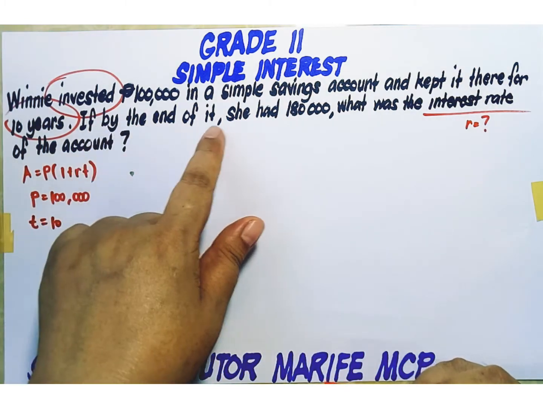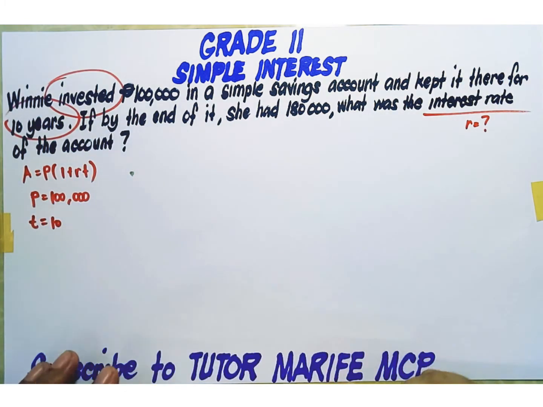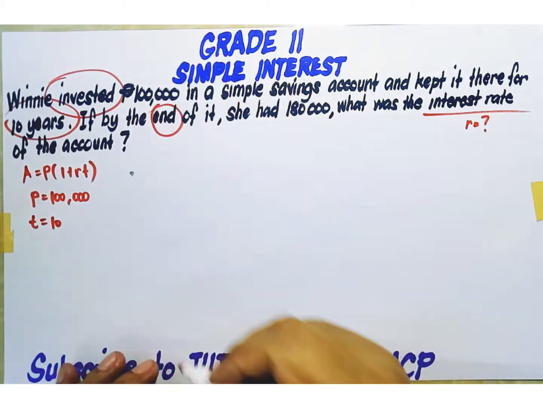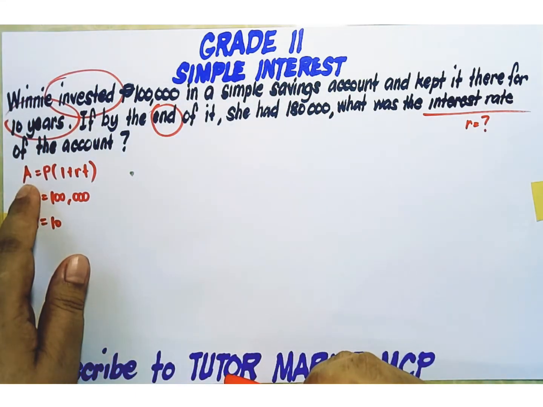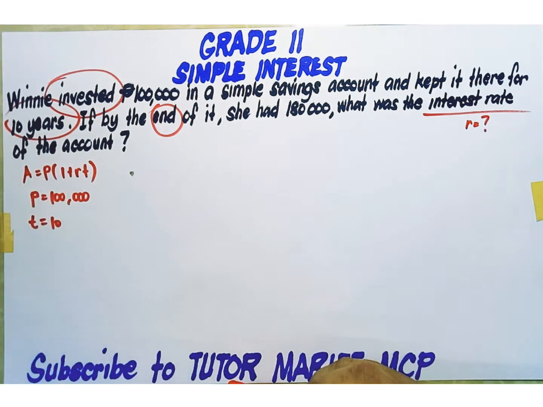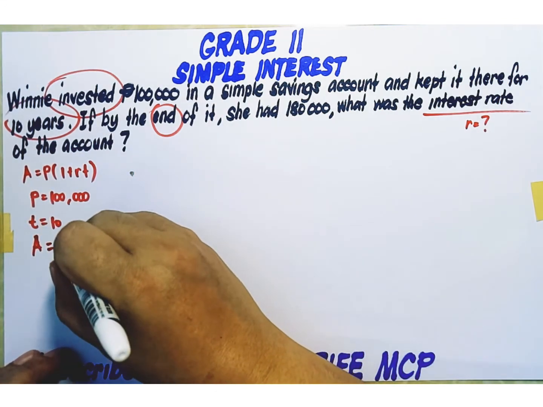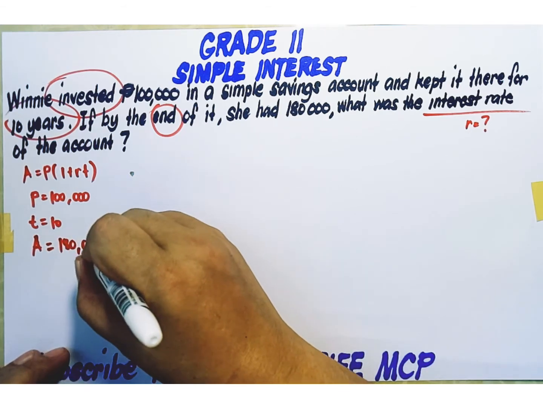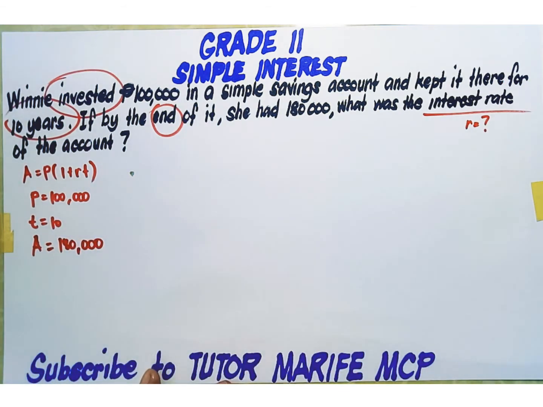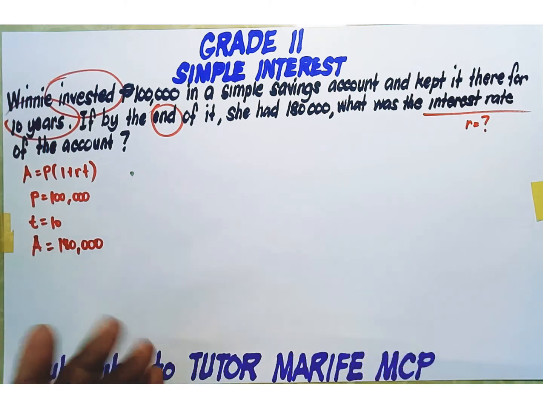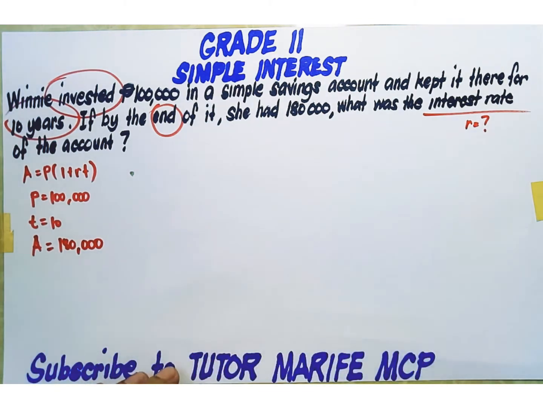If by the end of it she had 180,000, and this is another clue word, remember that A represents the total amount accrued or the final investment value. Final and end mean the same. A is equal to 180,000. Okay? We're done with identifying the unknown. We have listed the given information.